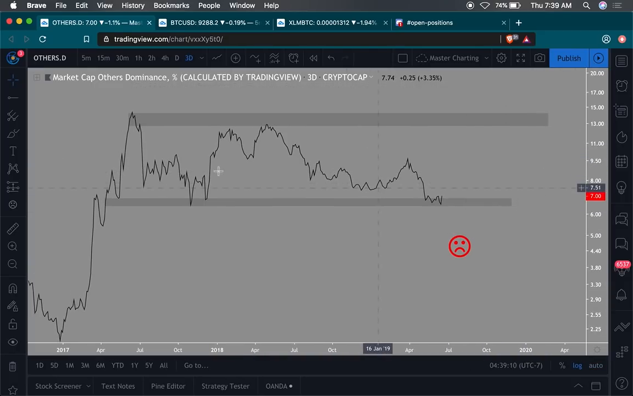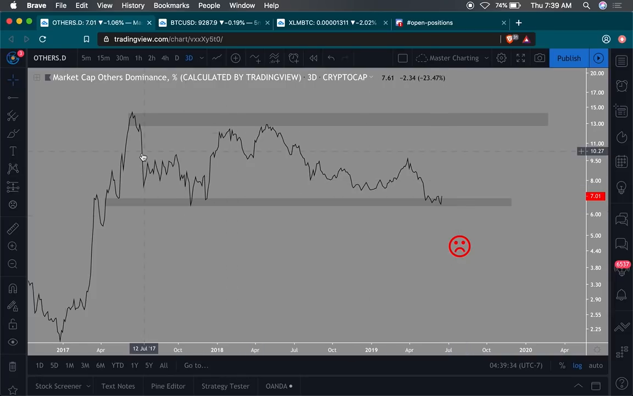This is the other altcoin dominance chart. You can see right here, they're already sitting at a critical support level right here. If prices break this support, I can almost say for certain that this is going to be a big reckoning for the crypto space right here. My sad face right here says that in a very succinct manner.